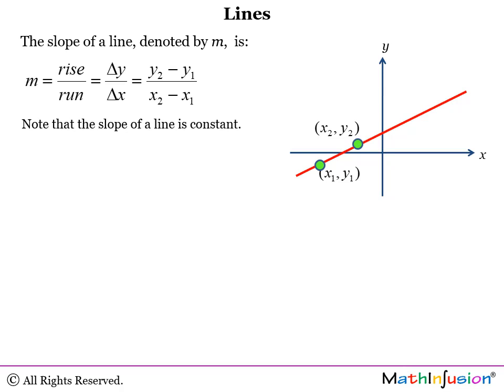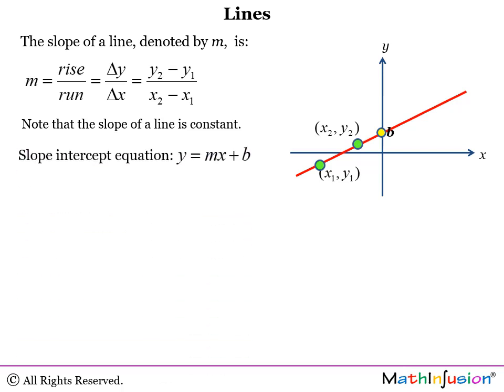We note that the slope of the line is constant, which means no matter what 2 points on the line you choose, if you calculate the difference of the y's over the difference of the x's, you will get exactly the same. We are calling this b. This is the value of y where the line is intersecting the y-axis. We call it also the y-intercept.